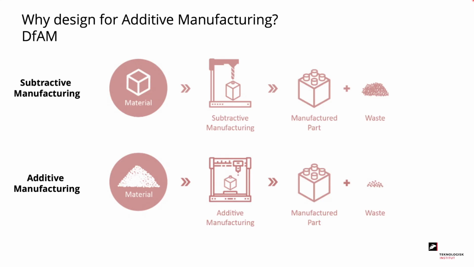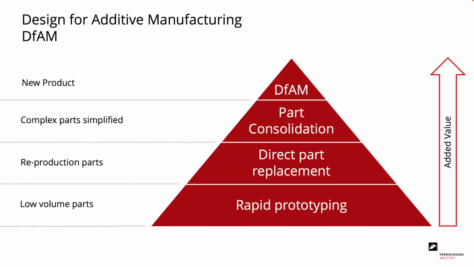So why should we design for additive manufacturing? Well, previously with subtractive manufacturing we used to remove material from a block, but now with additive manufacturing we have to add material in order to create something. So there's a shift in the mindset from removing material to adding material. When moving from subtractive to additive manufacturing, we get the most out of the technology if we actually design for it. In this pyramid we can see some of the different ways that we can use additive manufacturing.